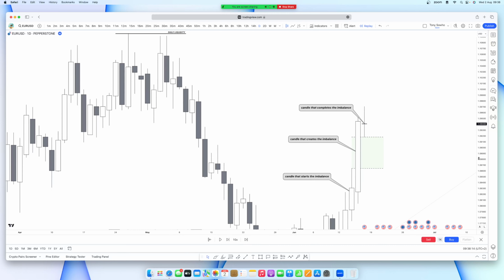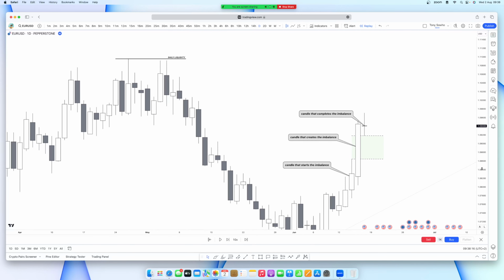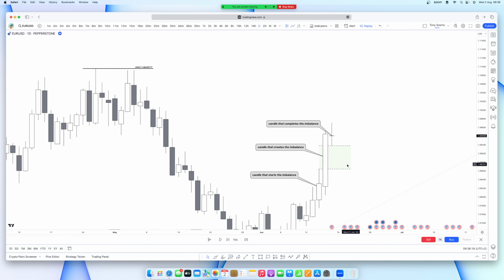So I see this imbalance. I believe that the institutions will come into this imbalance and then give me a play to the upside. So this is the imbalance now. Remember, your entry can either be at the open, 50%, or close of the imbalance.